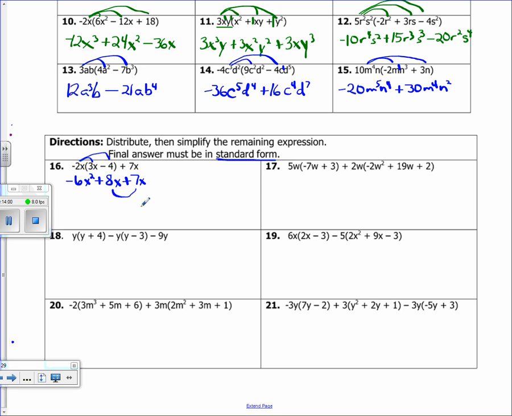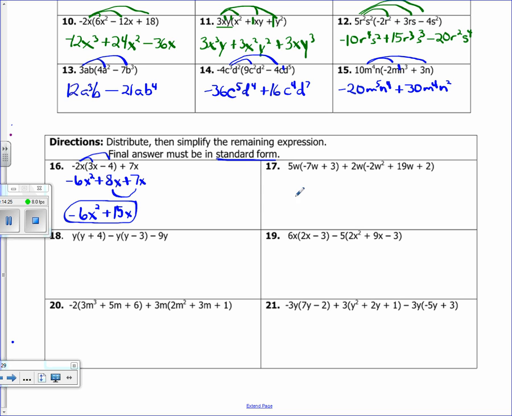And we can combine those two because they're like terms. So the final step is going to be negative 6x squared plus 8 plus 7 is 15, and they both have the x there. There we go.